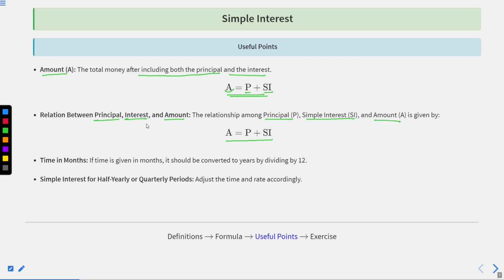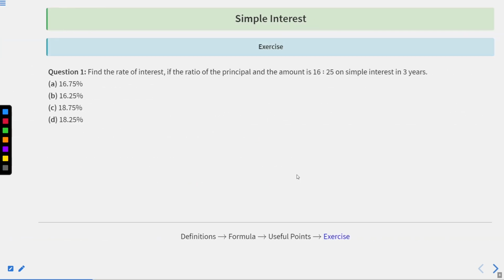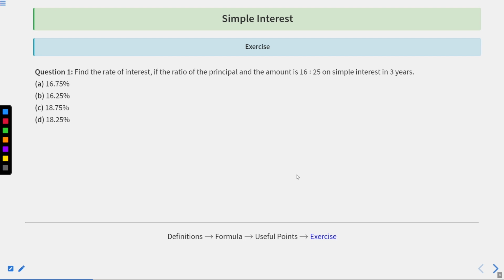The third point is time in months. If time is given in months, it should be converted to years by dividing it by 12. So whenever the question mentions time in months, you should convert it to years. That would be helpful. And for simple interest for a half yearly or quarterly period, adjust the time and rate accordingly. So that was all about the theory part of simple interest.